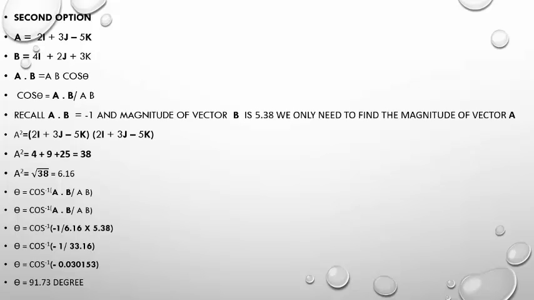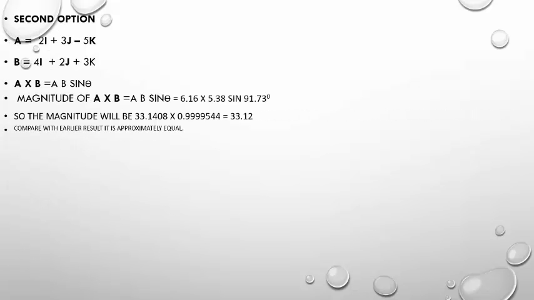This we have done before. We don't need to go over this again. Just do A dot B over AB. Then our answer is 91.7 degrees. In getting this, I can now come back to A cross B is equal to AB sin theta. What is my A? 6.16. What is my B? 5.38.